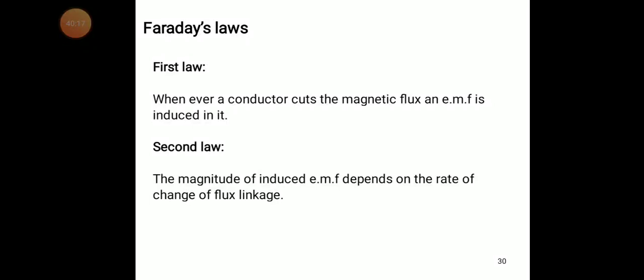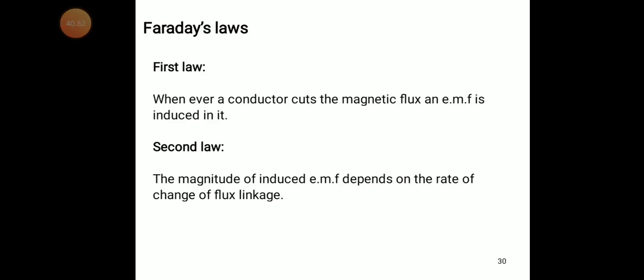The meaning is, if the conductor is placed in a magnetic flux area, in that particular field, then an electromagnetic force, the EMF, is induced in that conductor. That is given by Faraday's first law.